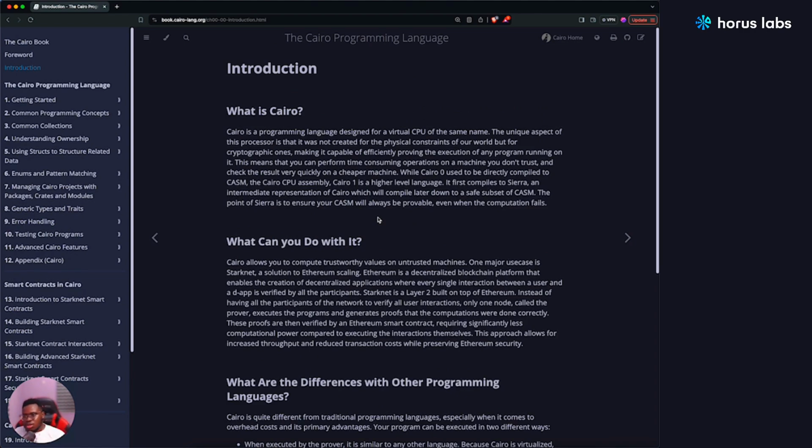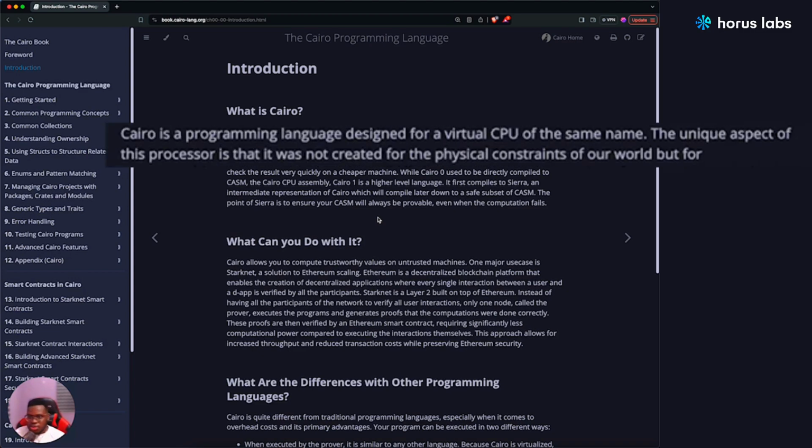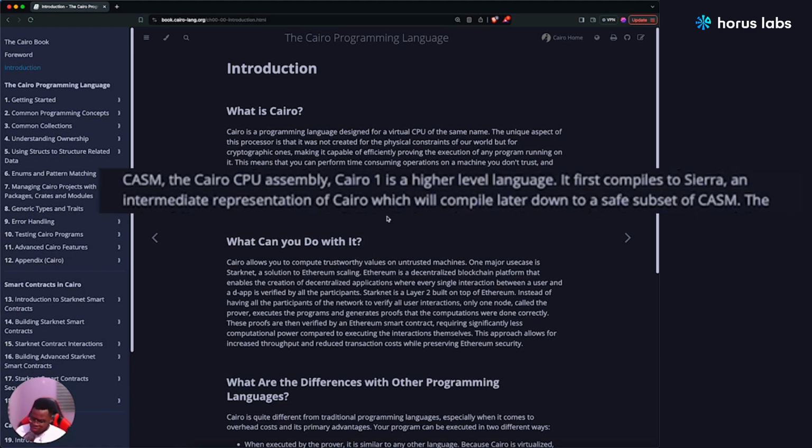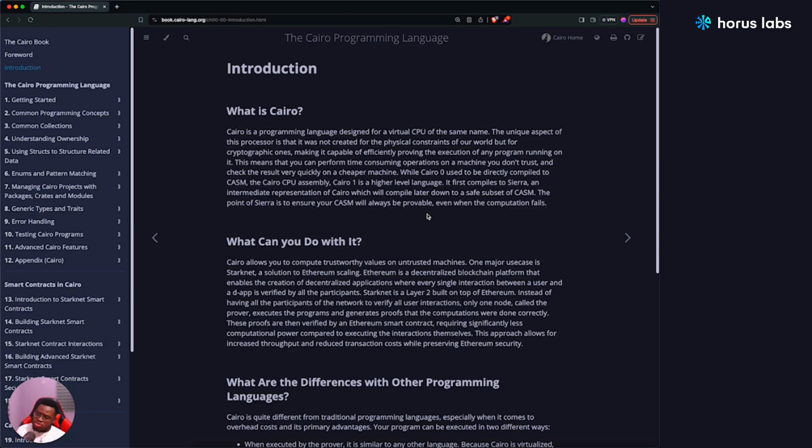So I explain what Cairo is. Cairo is a programming language designed for a virtual CPU of the same name. It's the first Turing complete language for verifiable computation. With the invention of Cairo 1, Sierra, an intermediate representation, was introduced.